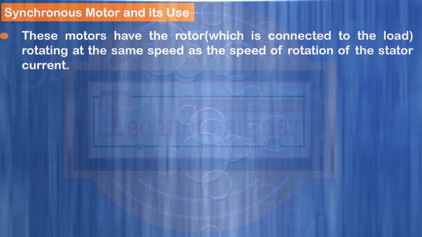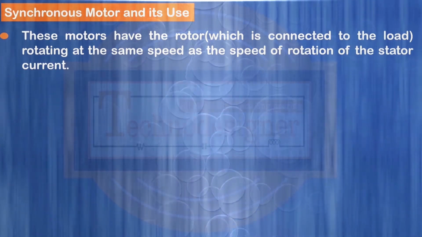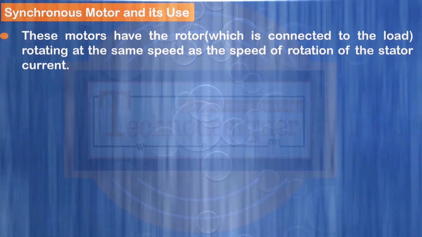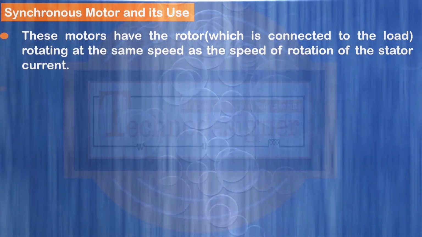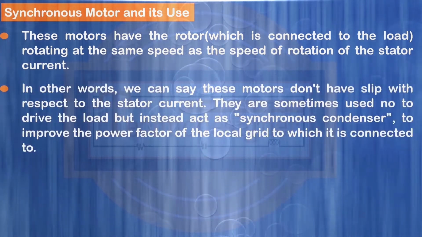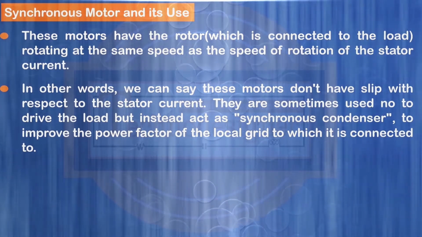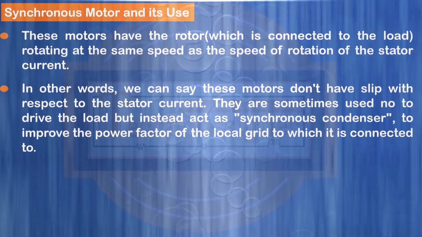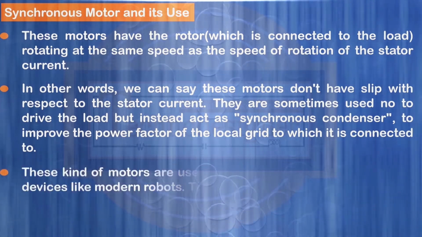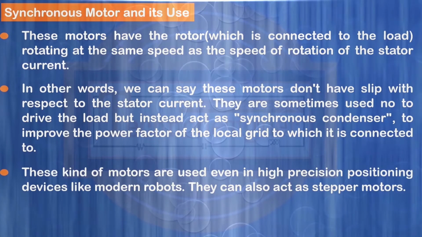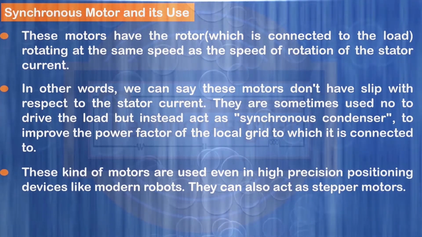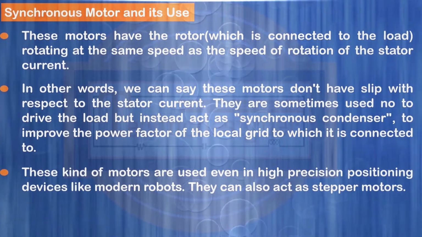Now we are discussing synchronous motors and their uses. These motors have the rotor, which is connected to the load, rotating at the same speed as the speed of rotation of the stator current. In other words, we can say these motors do not have slip with respect to the stator current. They are sometimes used not to drive the load but instead act as synchronous condensers to improve the power factor of the local grid to which they are connected. These kinds of motors are used even in high precision positioning devices like modern robots. They can also act as stepper motors.